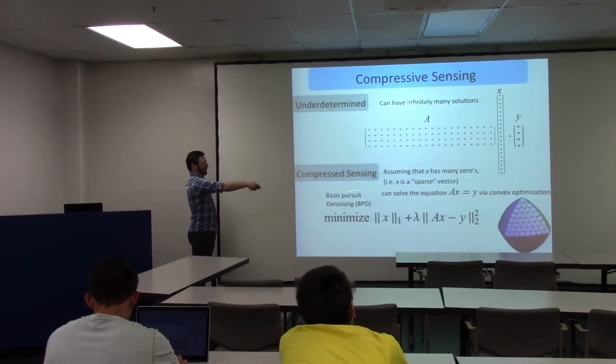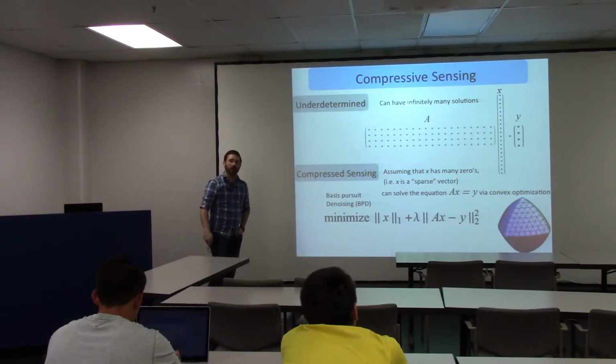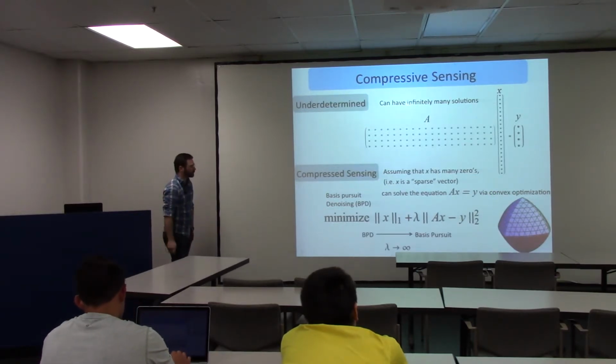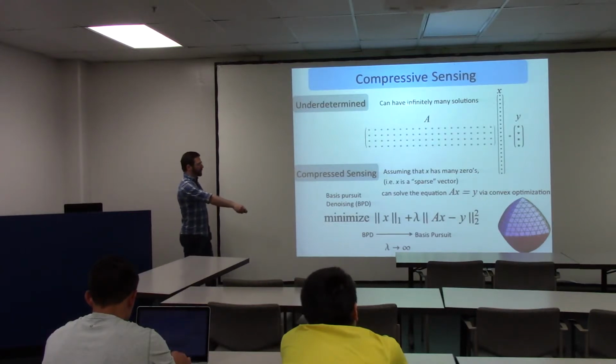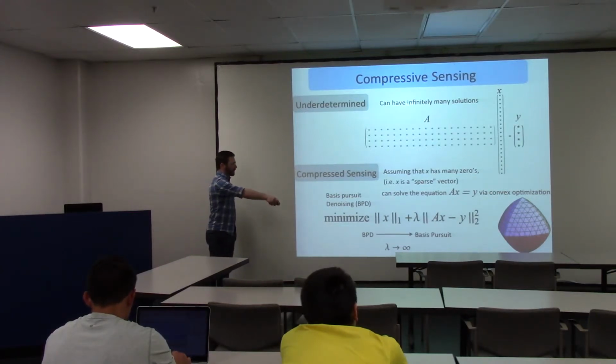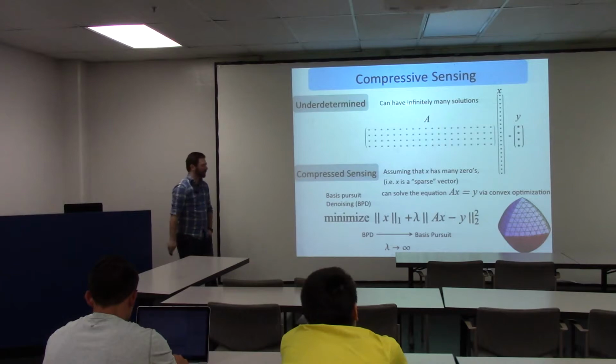So this optimization procedure right here is robust. If we did AX equals Y plus some noise, some epsilon error, it would still work. And you can imagine, as lambda approaches infinity, this basis pursuit denoising approaches basis pursuit in the previous slide.